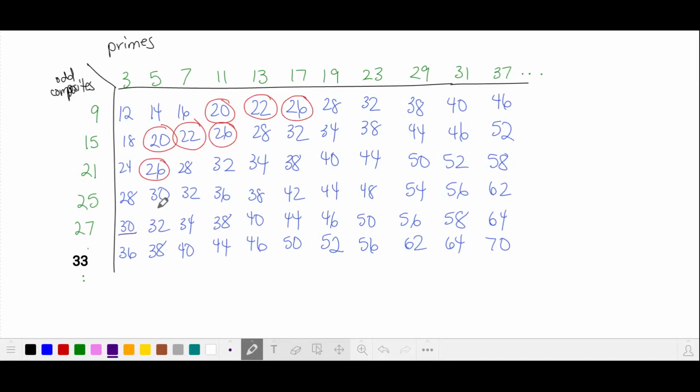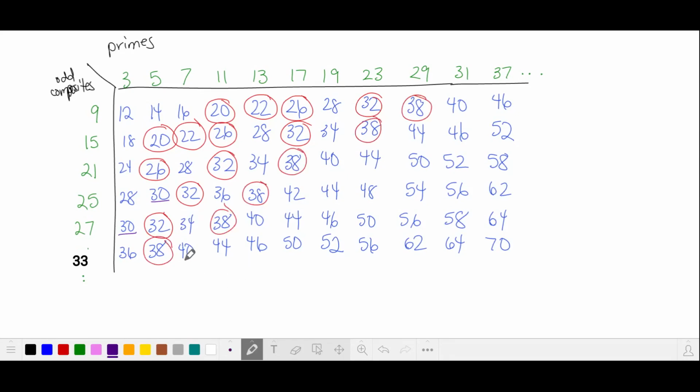If we check 30 though, when we subtract 21 from 30, we don't get a prime number. So 30 does not satisfy the problem. But we do have 32, and then we see that 32 appears in every single row corresponding to every single odd composite. 34 does not appear in this last row, so it doesn't satisfy. 36 does not appear in the second to last row, but 38 does.